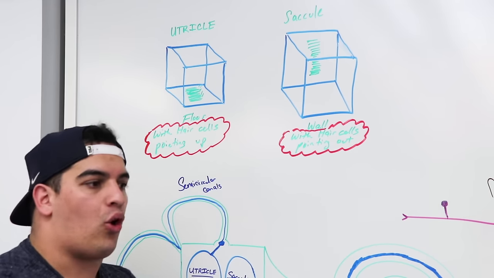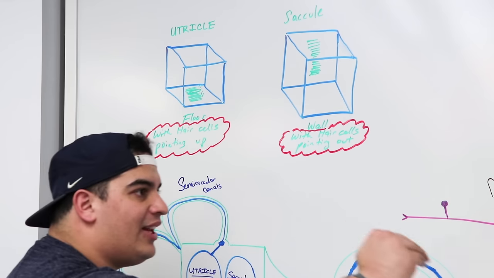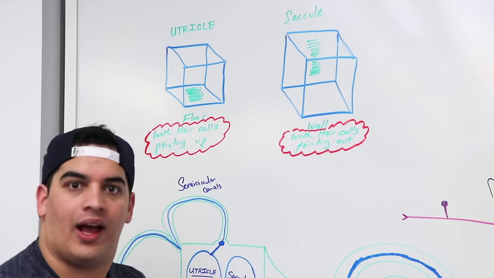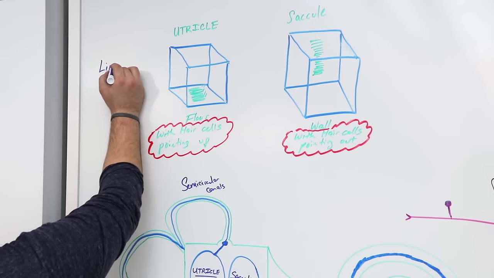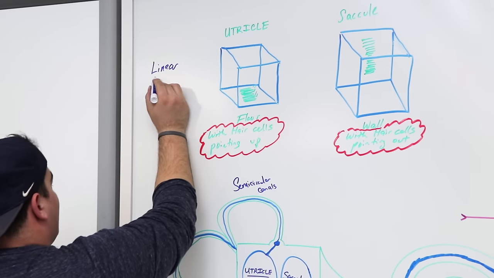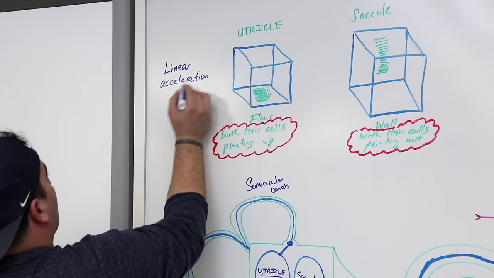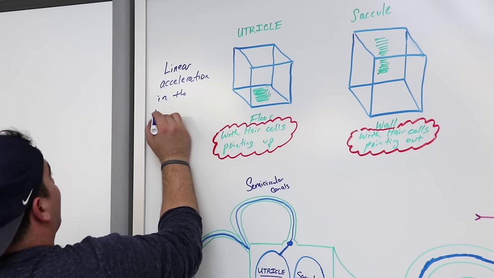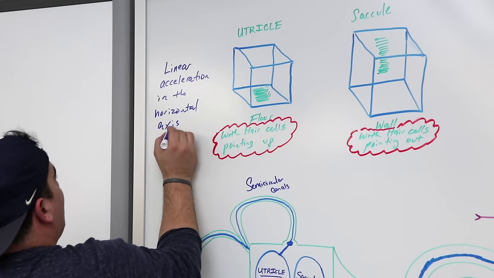The reason why I'm stressing this is the utricle specifically responds to different types of equilibrium, or movements, if you will. So let's say that I want to linearly accelerate. This one responds more specifically to linear acceleration in the horizontal plane, the horizontal axis, if you will. What do I mean by this?